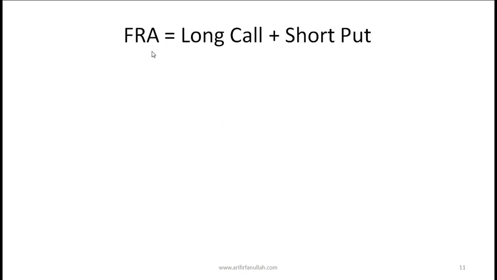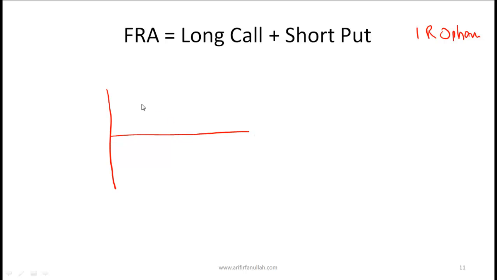Now we are going to show that a forward rate agreement is equivalent to a long call on an interest rate option. So a forward rate agreement is equal to a long call plus a short put, and again remember, on the right hand side we are talking about interest rate options. So first let's just recall what a forward rate agreement is. This is an agreement between two parties, let's say between us and another party, to borrow money at a particular rate. So here let's first draw the payoff for a forward rate agreement.